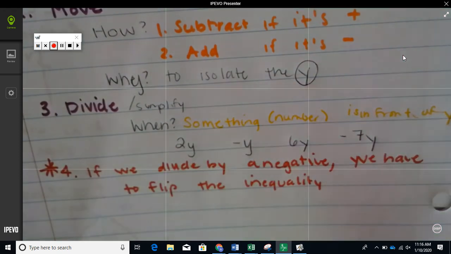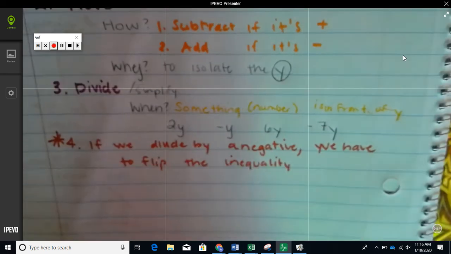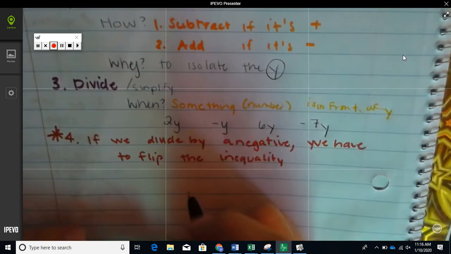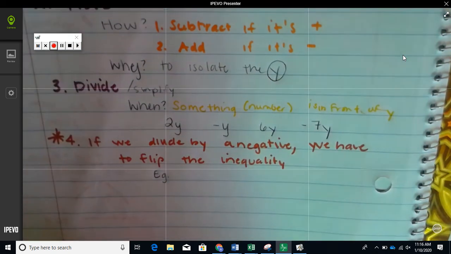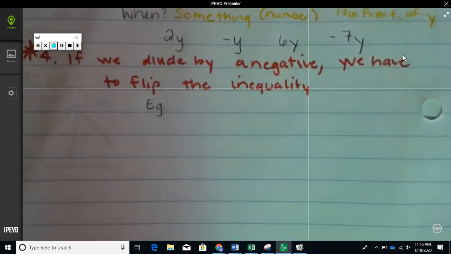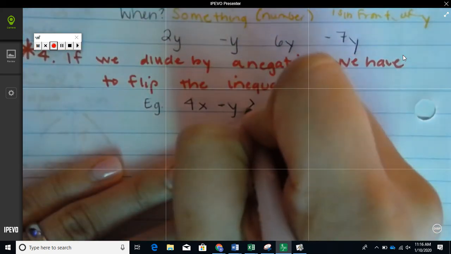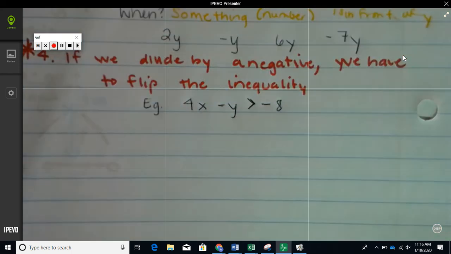So we're going to do an example, that way you can see all the steps put together. So we'll say it's 4x minus y greater than negative 8. And so we're going to circle, squiggly, underline so we can see the different ones. I copied the problem. I'll do one on IXL in just a minute, that way you can see an example.